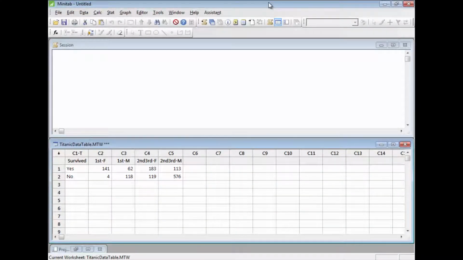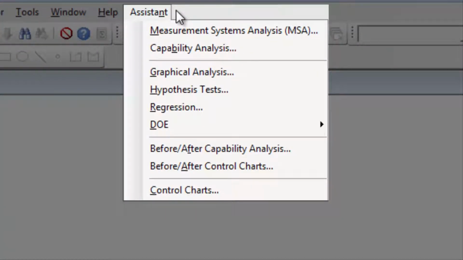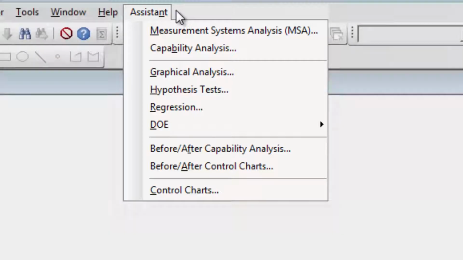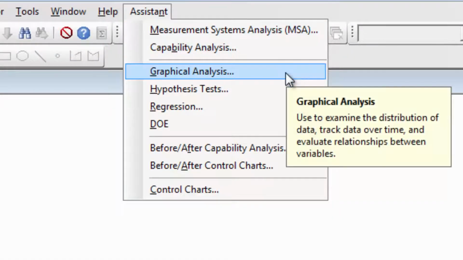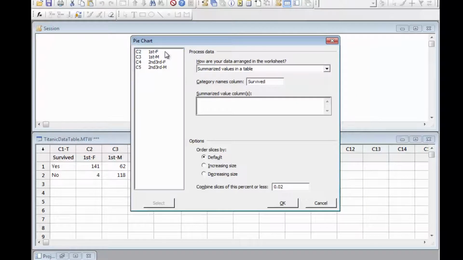A good first step with any dataset is to visualize it with a graph. The assistant is an interactive menu that guides you through performing and interpreting your analysis. Select Assistant, Graphical Analysis, and choose the graph you need. The assistant's decision tree helps you choose the right graph based on your objective. In this case, we want to compare data across categories, so a pie chart is a good choice. Press the Pie Chart button and select the appropriate category and summarized value columns.